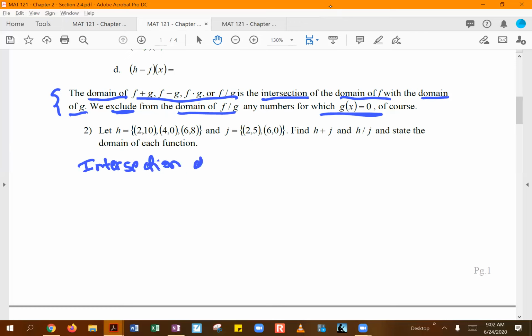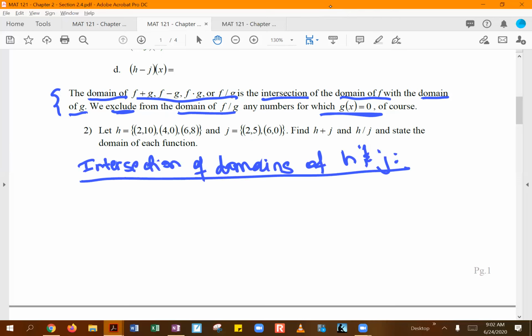So the intersection of the domain of your H and J functions. If you look at just the domain for the H function, remember again in the set of ordered pairs, that's just all your X values. So for the domain of H, we would have 2, 4, and 6. If you talk about the domain of the J function, it would of course only be the 2 and the 6 we have here.